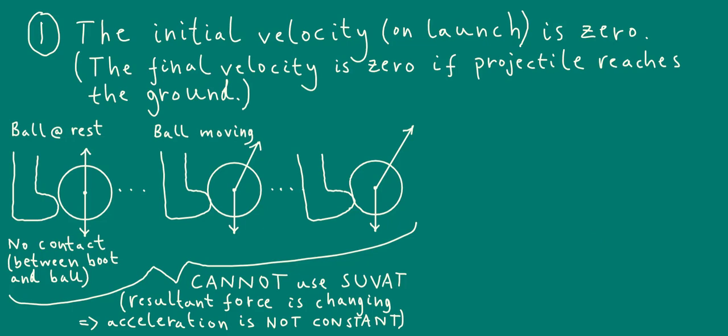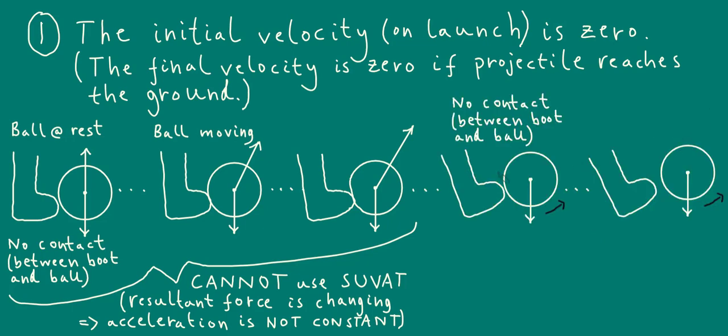Now, a short time later, the boot and the ball will once again no longer be in contact with one another. So at this point, the only force acting on the ball will be its weight, straight down. And here I've just drawn the ball moved slightly further on. Again, it's in the air. The only force acting on it is its weight. Recall we're neglecting air resistance.